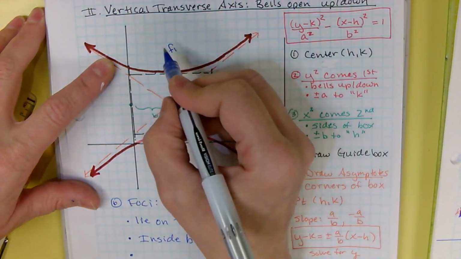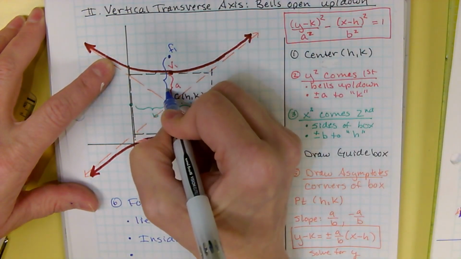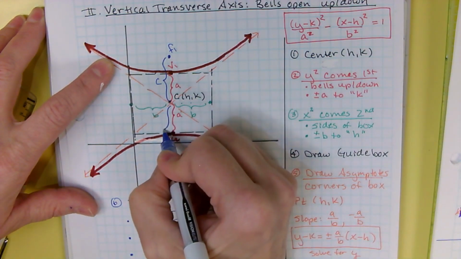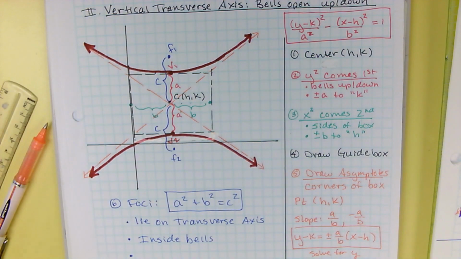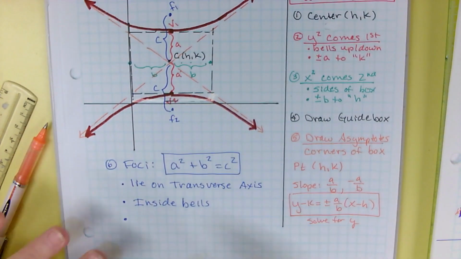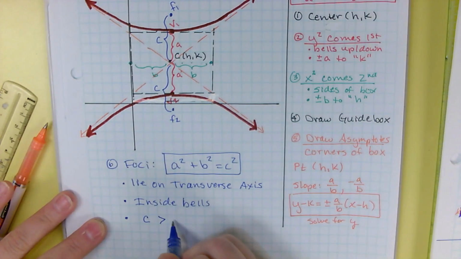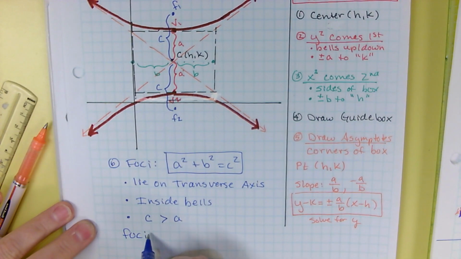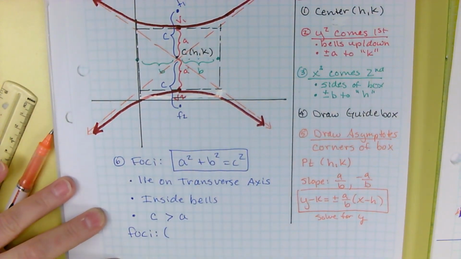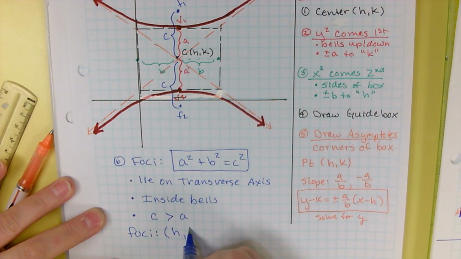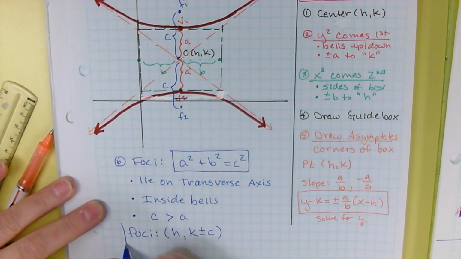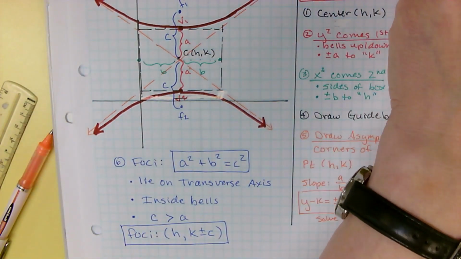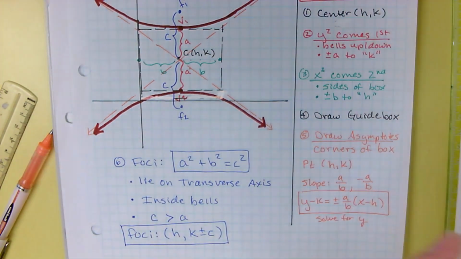And then from F sub 1 to the center is C. And then we'll put down here F sub 2. And from the center to F sub 2 is also C. So because it goes higher and lower than the vertices, C should be greater than A. So putting that together, our foci for a vertical transverse axis is h comma k plus and minus c. Once you get c, you find them exactly the same way you do for ellipses. Same exact method.